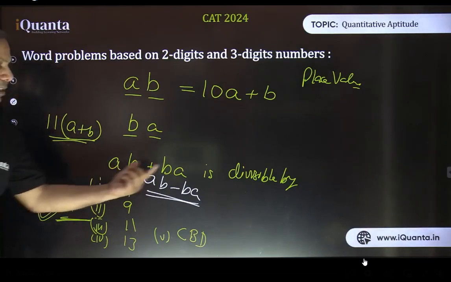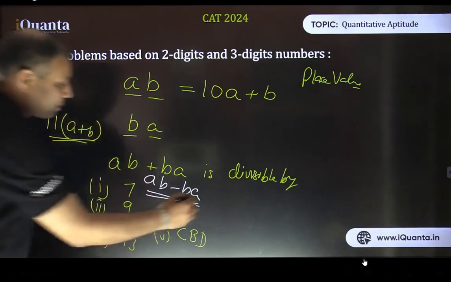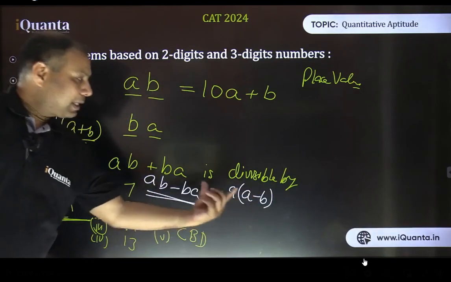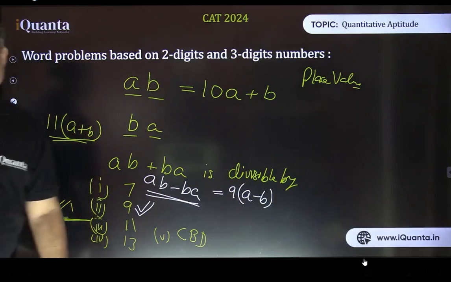This is 10A plus B and this is 10B plus A. If we subtract, we are going to get 9 times A minus B. Now again, whatever may be the values of A and B, this value is always going to be divisible by 9. So the answer will be 9. Fine. So these are varieties of questions.